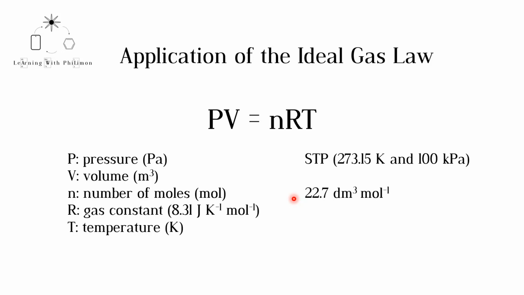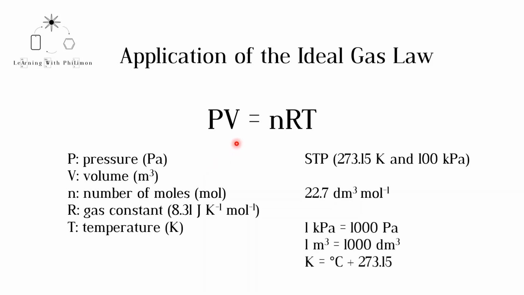When we are not calculating at STP, then we need to use this equation. However, we often get data that are not in the standard units used. You need to learn how to convert to these units before substituting the values into the equation. Pressure is sometimes given in kilopascals, kPa. The prefix kilo means 1,000, 10 to the power of 3. So 1 kilopascal is equal to 1,000 pascals. Volume is sometimes given in decimeters cubed. 1 meter is equal to 10 decimeters, so 1 meter cubed is equal to 1,000 decimeters cubed.